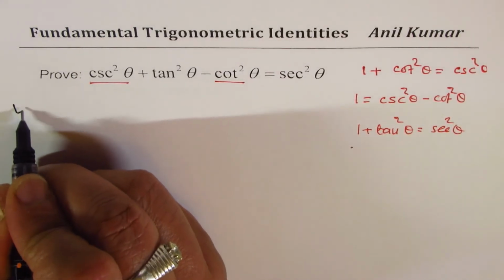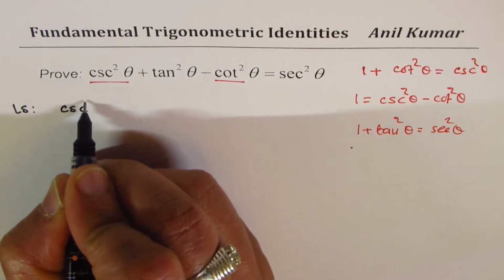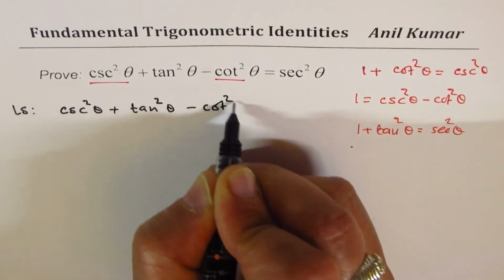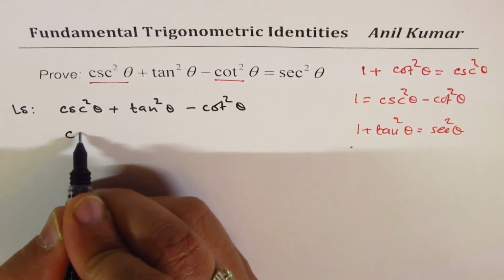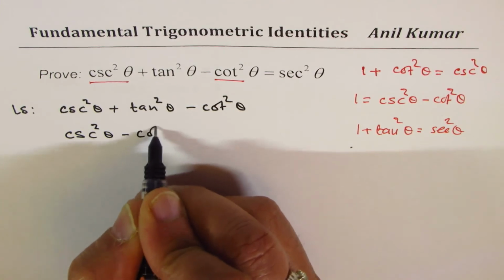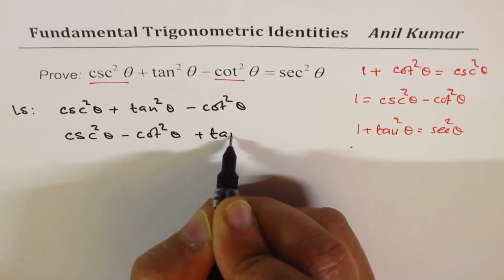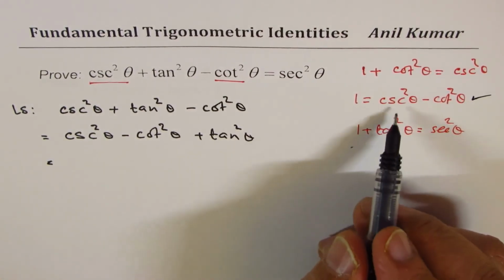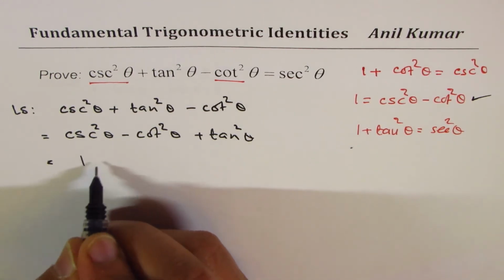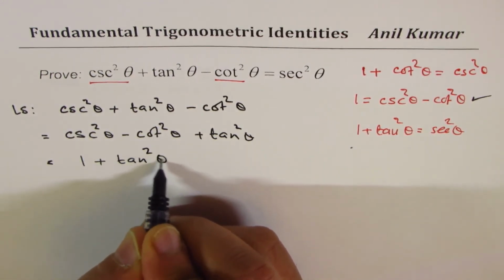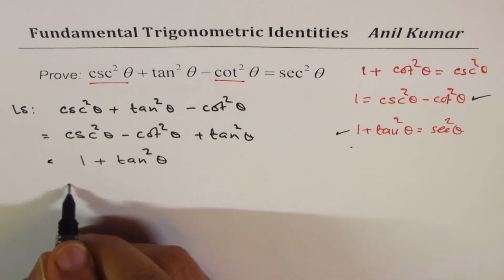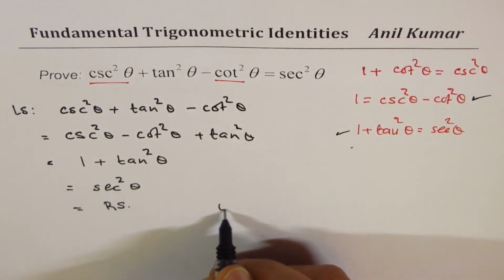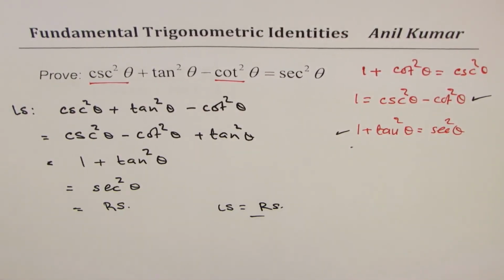Let's begin with the left side. Left side is cosecant square theta plus tan square theta minus cot square theta. Let's rearrange. We get cosecant square theta minus cot square theta plus tan square theta. So this is the left side. And as you know, cosecant square theta minus cot square theta is 1. So we get 1 plus tan square theta, and 1 plus tan square theta is secant square theta. So we get secant square theta, which is the right side, right? So we have shown again, left side is equals to right side.